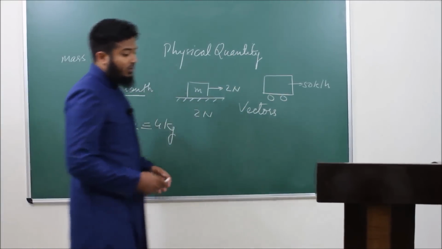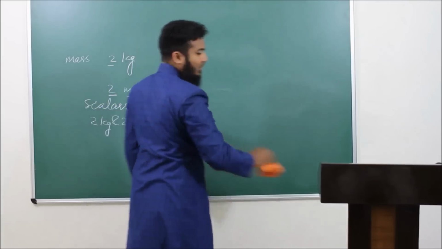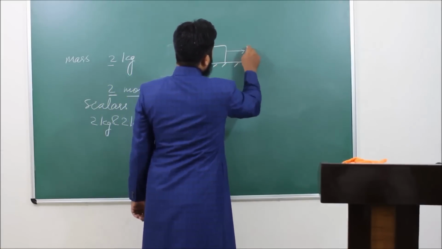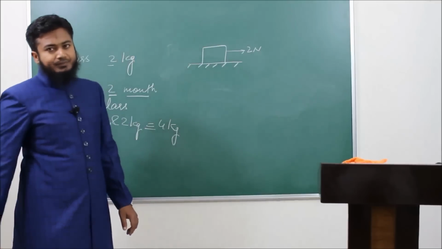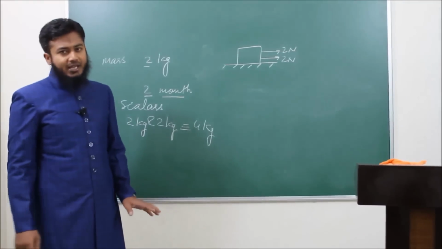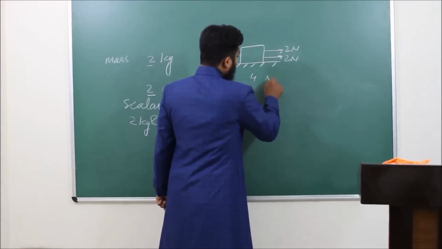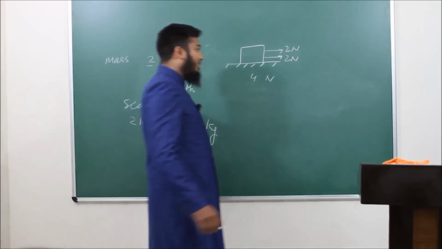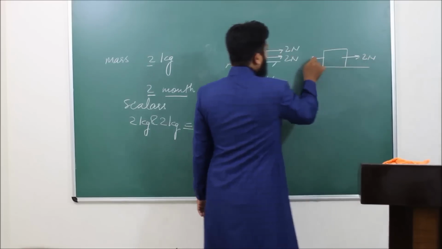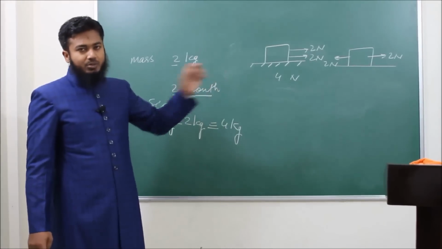But what about forces? Let us see. Say I have a block on a frictionless surface and I apply a force of 2 Newton on the block and another 2 Newton in the same direction. 2 Newton and 2 Newton in the same direction on the same block. Then what is the total force? Simple, 4 Newton. But if I apply the forces in a different fashion, say 2 Newton on the right side and 2 Newton on the left side, now what is the total force? Will the object be moving?